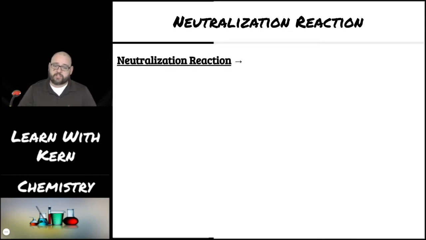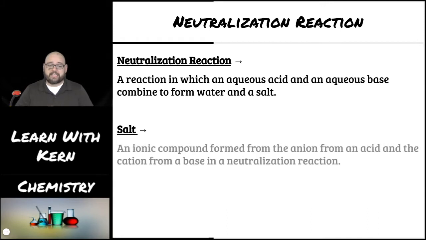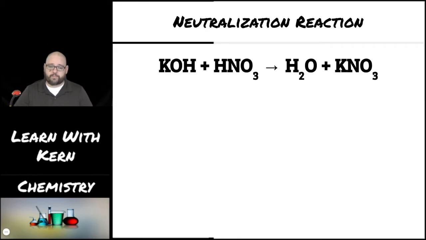So a neutralization reaction, by definition, is a reaction in which an aqueous acid and an aqueous base combine to form water and a salt. Now when you hear the word salt, you're thinking of the stuff you sprinkle on your food. But in chemistry, a salt is any ionic compound formed from the anion of an acid and the cation from a base during a neutralization reaction. So salts are actually a classification of compounds.